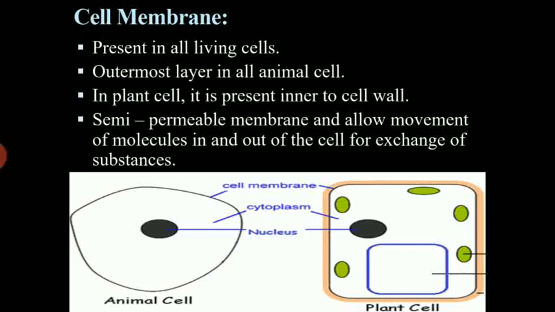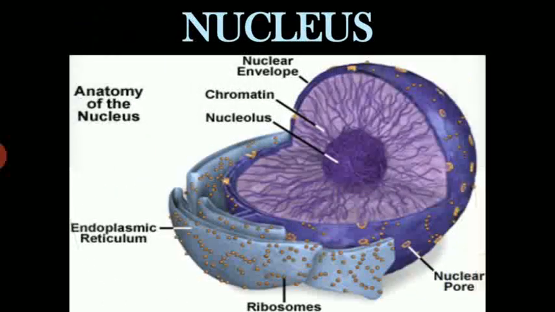It allows only certain molecules, based on their size and nature, to cross the plasma membrane for the exchange of substances. So that is the cell membrane, and the cell membrane is present in all cells, be it a prokaryotic cell or a eukaryotic cell. So that was about the cell wall and cell membrane.